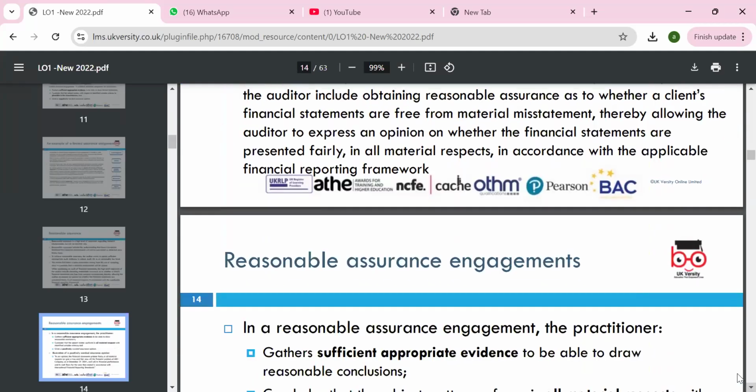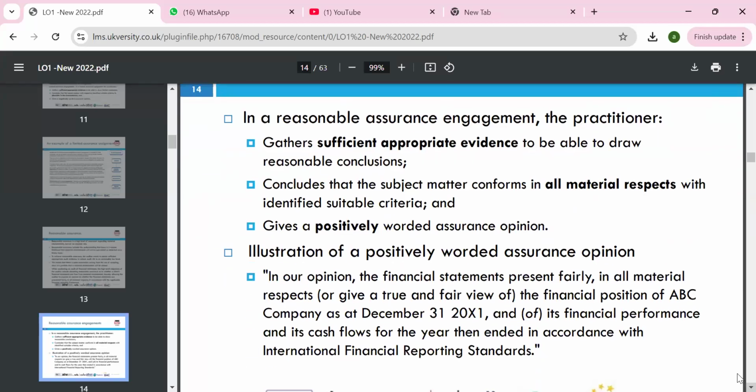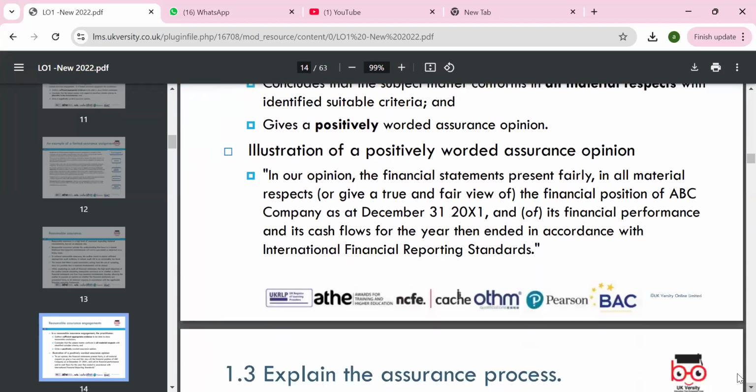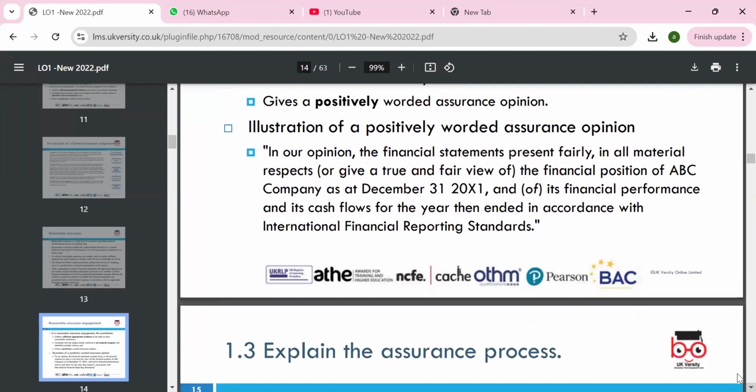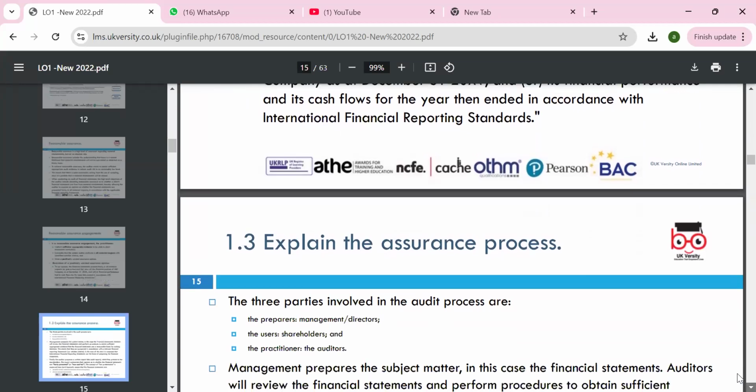With the fair representation and in a reasonable assurance engagement, the practitioner obtains sufficient appropriate evidence on all material aspects. Positive worded assurance illustrates the opinion: In our opinion, the financial statements fairly, in all material respects, give true and fair information about ABC at year end, and the financial performance and cash flow for the year ended, in accordance with the framework. So that type of assurance should be fine.